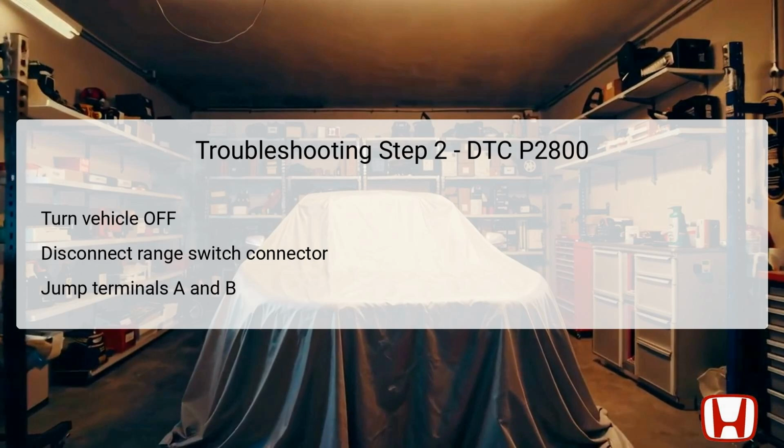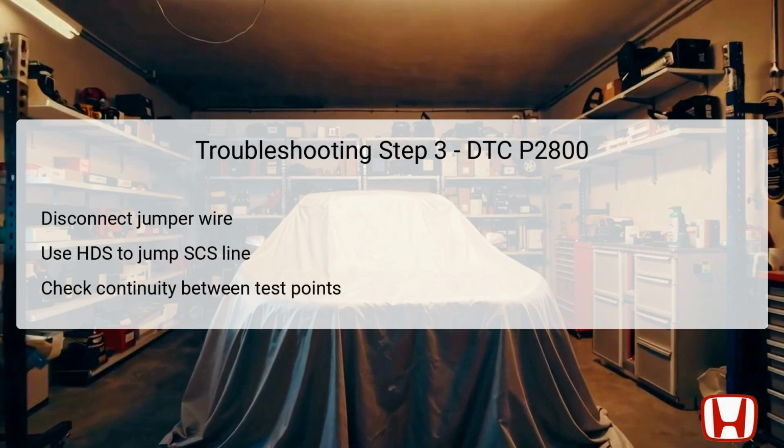Once in this state, you will again monitor the parameters using the HDS to check if the current condition of the reverse switch returns an on signal. If the current condition matches the threshold, it indicates a fault within the transmission range switch itself, which would require replacing this component. If not, you would then proceed to the next troubleshooting step.